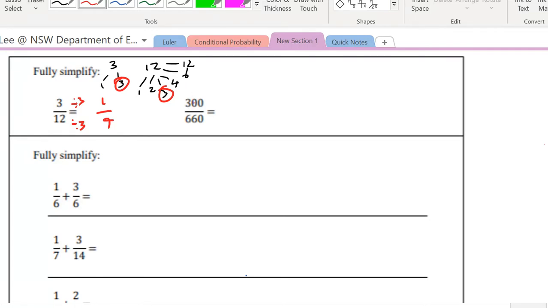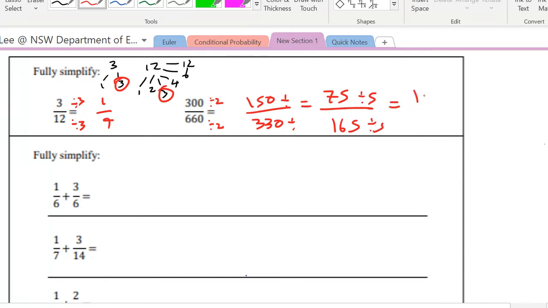Now, it's rather cumbersome to list all the factors of 300 and 660, but they are both even, so we can divide by 2 to get 150/330. They're still even, so that gives 75/165. Then we can divide by 5 to give 15.